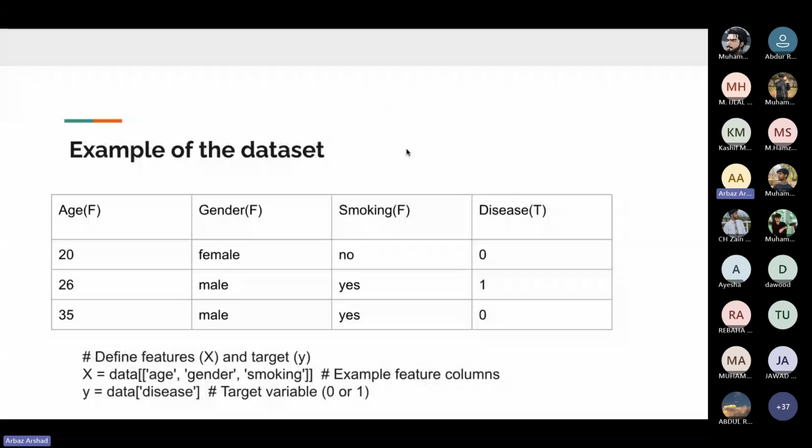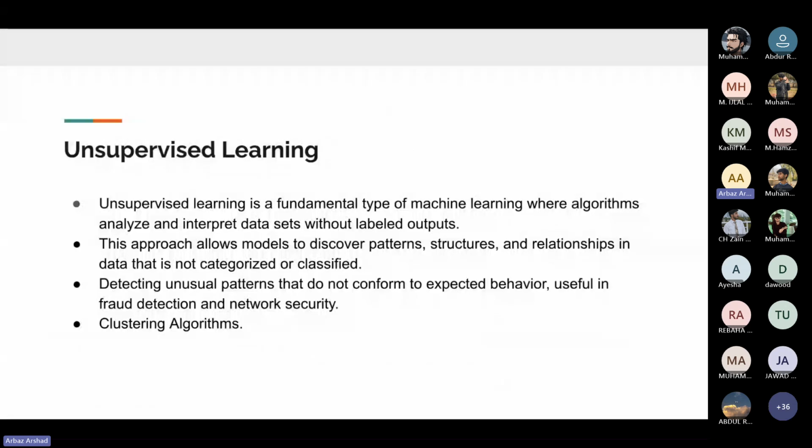Unsupervised learning is the second type of machine learning. In this type, we don't have a label. We have the data and the independent input variables, but we don't have a dependent variable. So unsupervised learning is a type of machine learning in which we don't have a dependent variable. It is an approach in which we discover patterns, structures, and relationships in data that is not categorized.